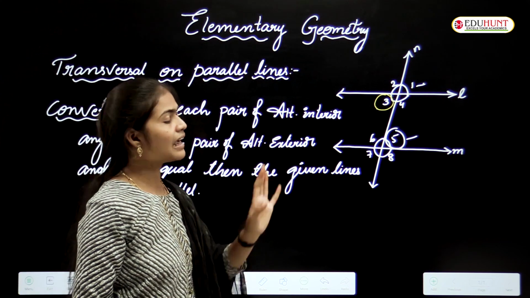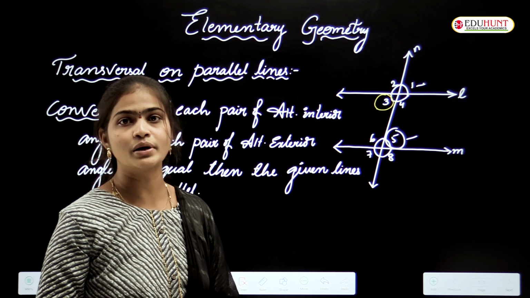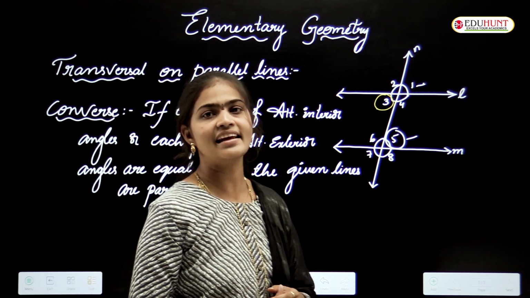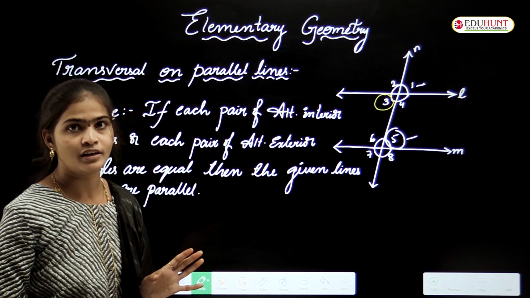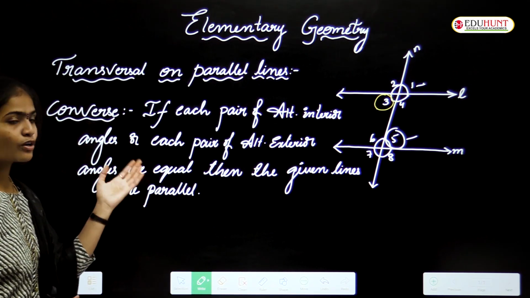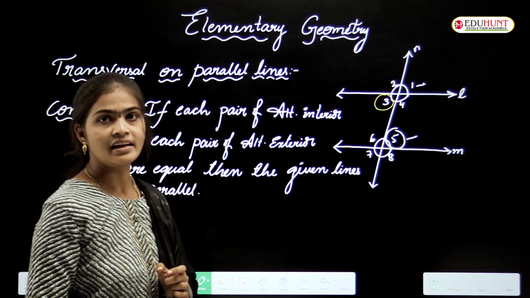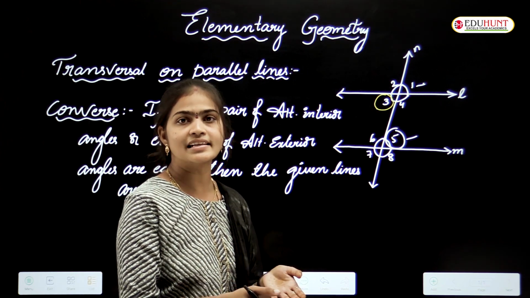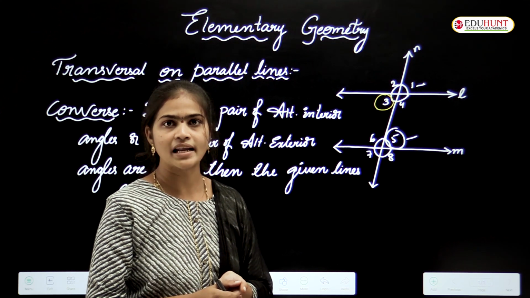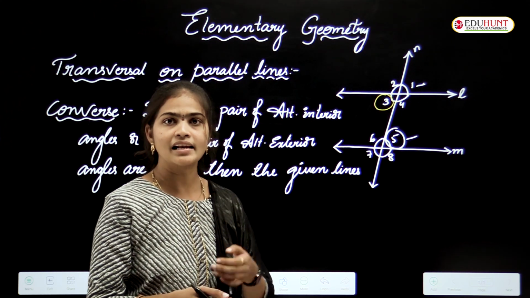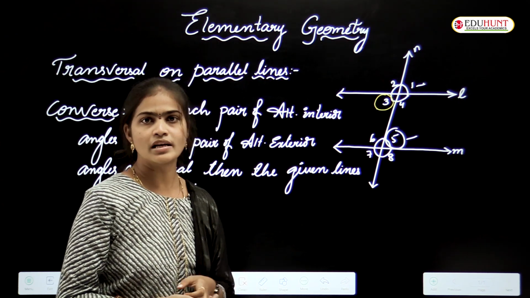Okay, if the given each pair of alternate interior angles are equal, or each pair of alternate exterior angles are equal, then we can say that the given lines are parallel. So this statement and its converse, those two are also true. If each pair of alternate angles are equal, then we can say that the given lines are parallel. Or if the given lines are parallel, then each pair of alternate angles are equal. Okay, so those two are true here.